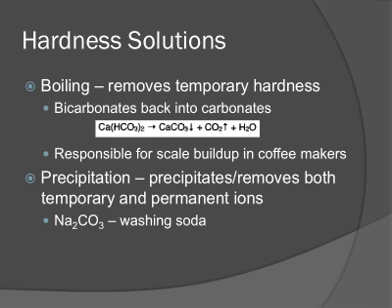The precipitation, this type of solution, basically what we can do is we can precipitate or remove both temporary and permanent ions. And basically we can put sodium carbonate, which is also called washing soda, in our solution, and it bonds with the ions in the water and causes them to precipitate into solids at the bottom of our solution. So there are two different ways here.